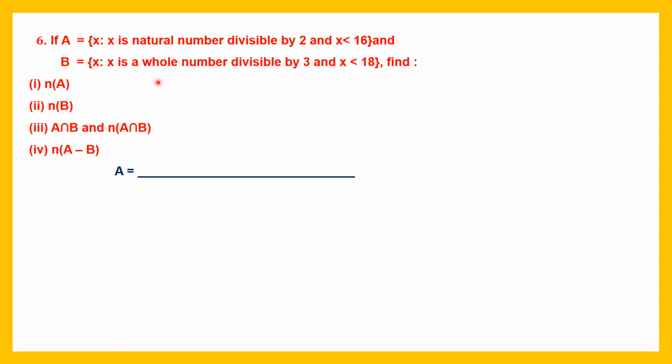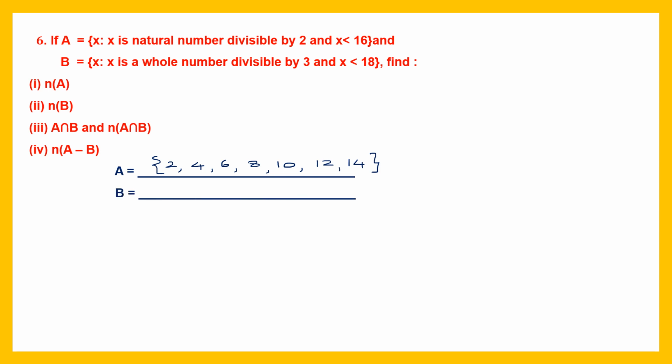Now set A, its elements are natural numbers divisible by 2. So all even numbers are divisible by 2 and because it's a natural number we have to begin from 1 and see what are all the even numbers divisible by 2 and they should be less than 16. So let's begin by starting with 2 itself. 2, 4, 6, 8, 10, 12 and 14 because it's less than 16. So these are the elements of set A.